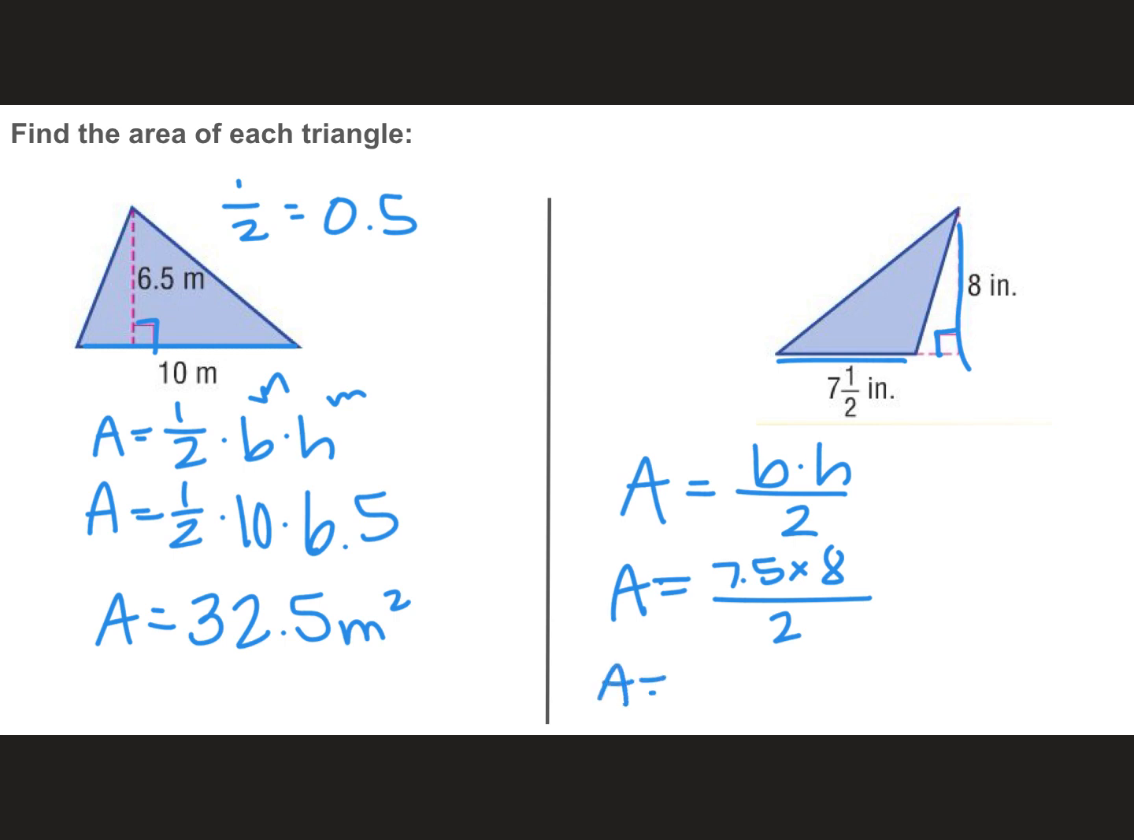So now I go to my calculator here, multiply them together, and then divide it by 2, and I end up with an area of 30. Our label this time for our units is inches squared.